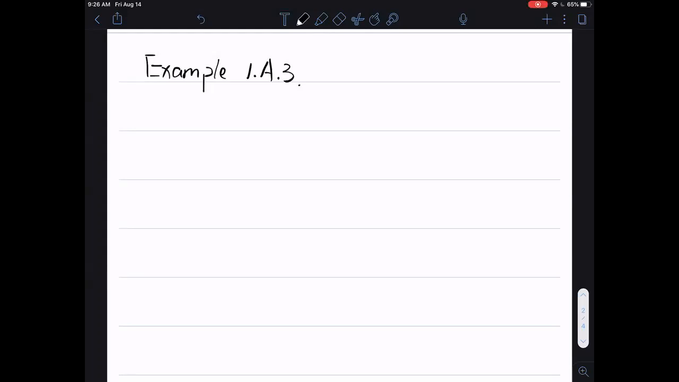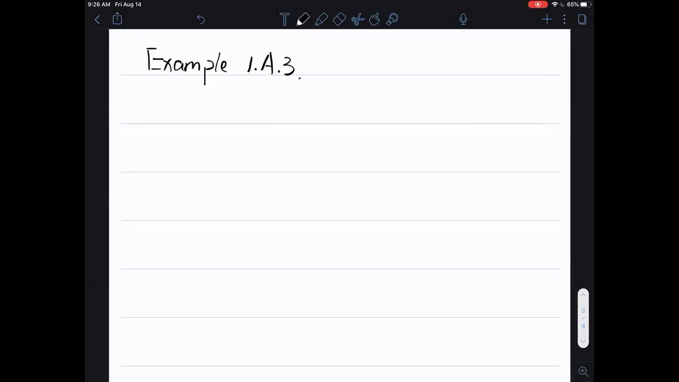Given a jet is flying on the path shown below with a speed of v. At position A on the loop, the speed of the jet is v equals 600 kilometers per hour. The magnitude of acceleration is 2.5 g, and the tangential component of acceleration is a sub t equal to 5 meters per second squared.